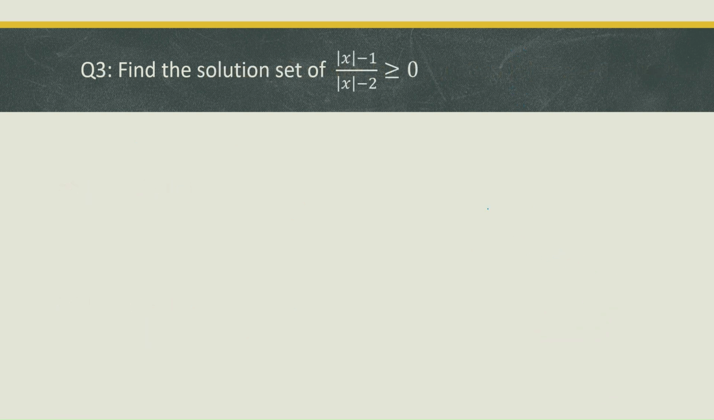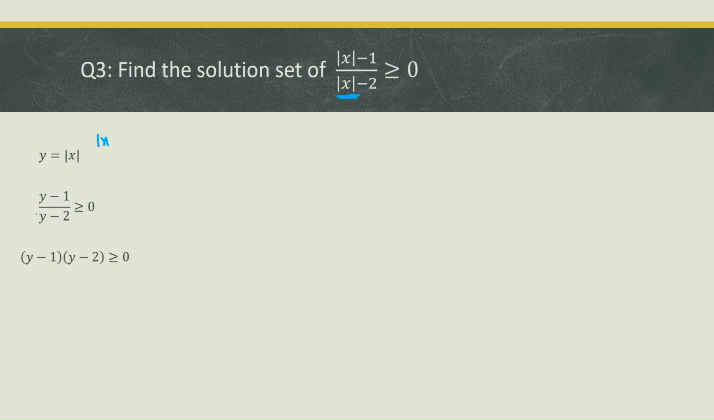Okay, let us solve one more problem. Find the solution set of mod x minus 1 by mod x minus 2 greater than or equal to 0. To solve this kind of inequalities, first let us consider mod x as a variable y. Now the inequality changes to y minus 1 by y minus 2 greater than or equal to 0.